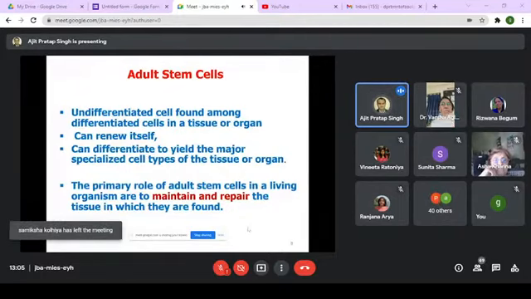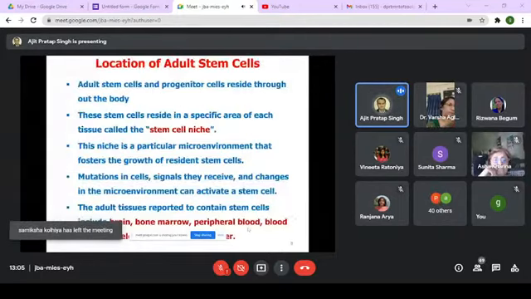Where is the location of stem cells? Stem cells are present in the stem cell niche. They have a particular niche, a particular microenvironment that fosters the growth of resident stem cells. As and when required, they differentiate into different specialized cells, and these are found in the brain, bone marrow, peripheral blood vessels, and skeletal muscle.